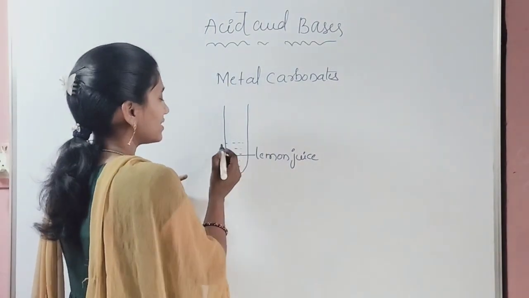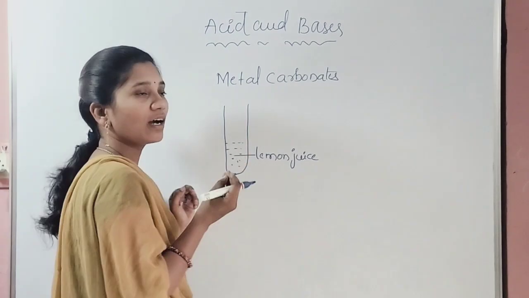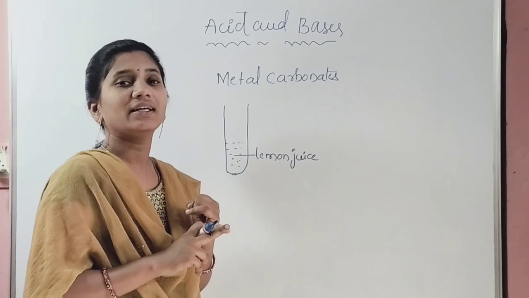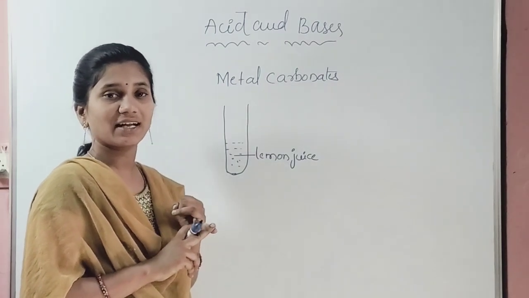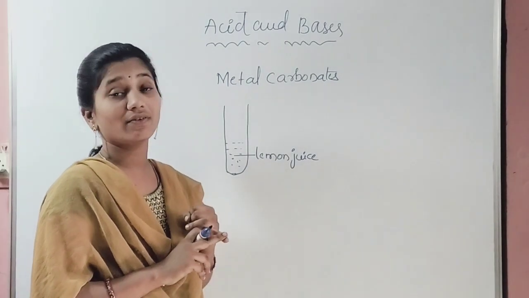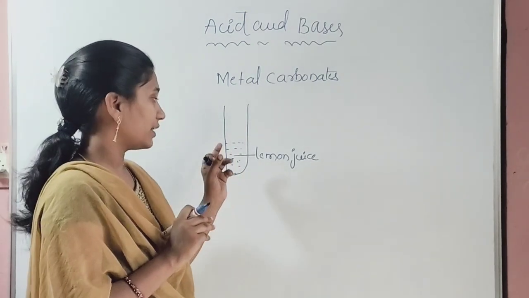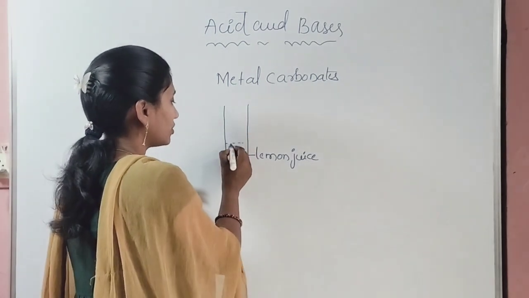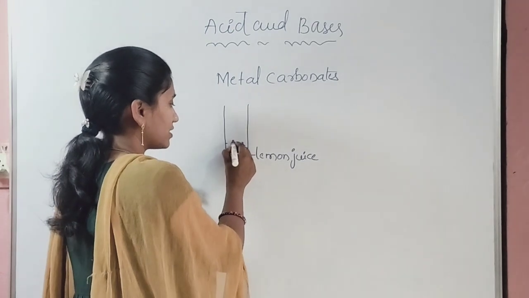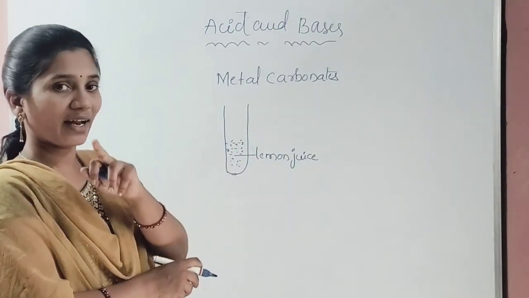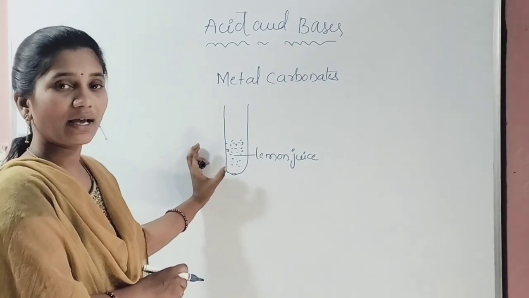To this acid I am going to add metal carbonate. Where are metal carbonates present? Marbles and tiles consist of calcium carbonate, and eggshells also consist of calcium carbonate. So in this acid I am going to add small pieces of eggshells. What happens when eggshells are added to this acid?